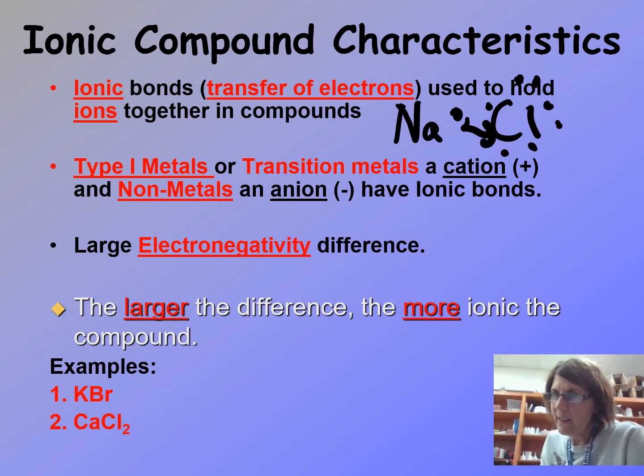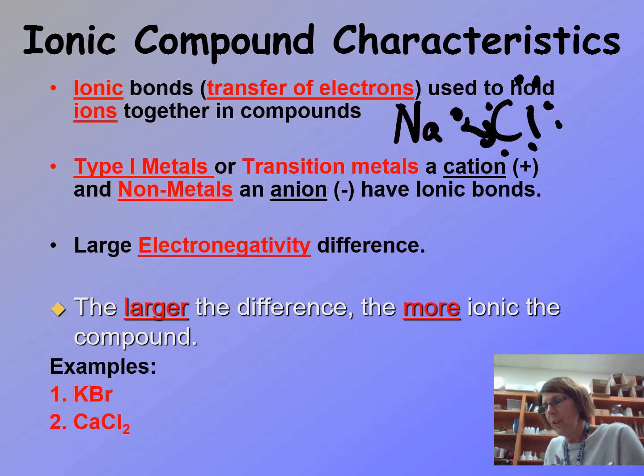Calcium chloride. If you look at calcium chloride, they are totally on opposite sides. And if you look at the electronegativity difference between calcium and chlorine, it's pretty large. Calcium is 2.0. Chlorine is 3.0. So that's a pretty large difference.